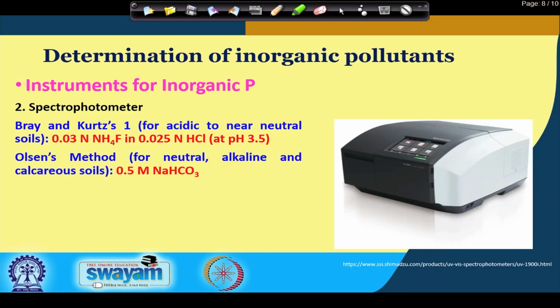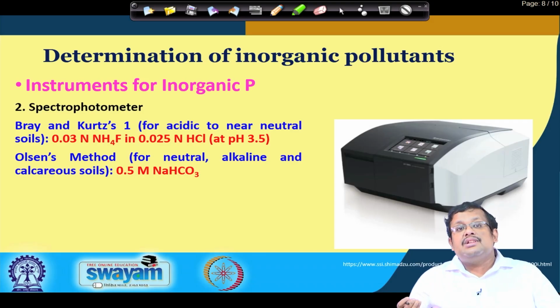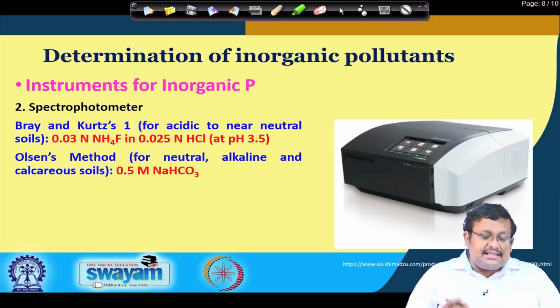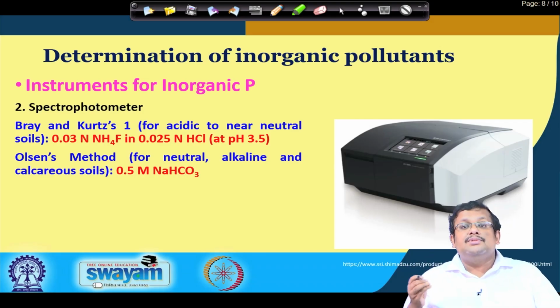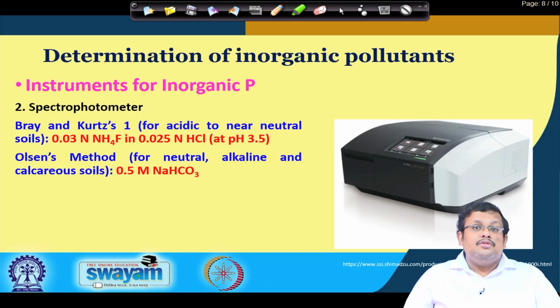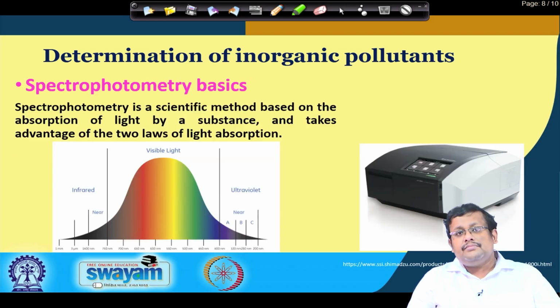One is called the Bray and Kurtz number 1 method, which is required for acidic to near neutral soils, and this extractant is basically composed of 0.03 normal ammonium fluoride in 0.025 normal HCl at pH 3.5, and the other method is known as the Olsen method, and this method is required for neutral, alkaline and calcareous soil, and this Olsen extractant is basically 0.5 molar sodium bicarbonate.